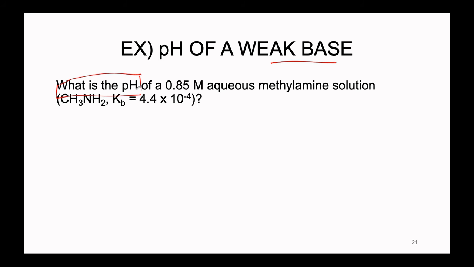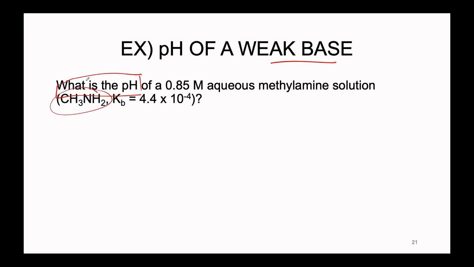What is the pH of a 0.85 molar aqueous methylamine solution, where methylamine is CH3NH2? We are also told what its Kb is equal to here. Okay, so how do we start this problem? We are not given any type of reversible reaction. So dating back to last semester, chapter 8, when we started writing reactions, that's going to be the first thing we have to do. We're working with some type of equilibrium, some type of weak base. We need to know what the reaction is before we write any type of equilibrium expression.